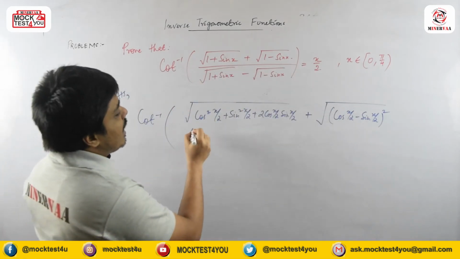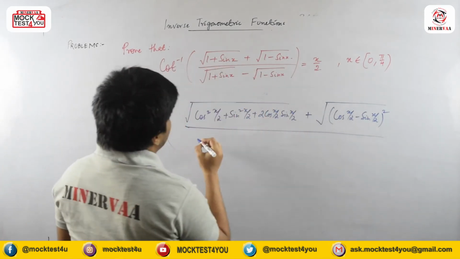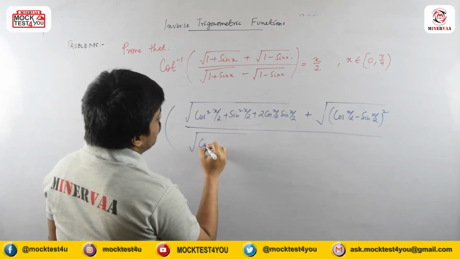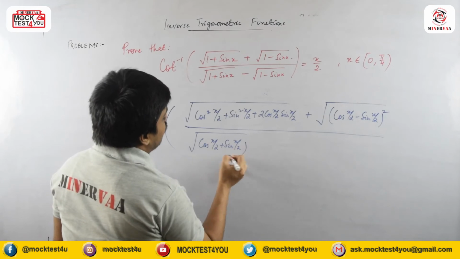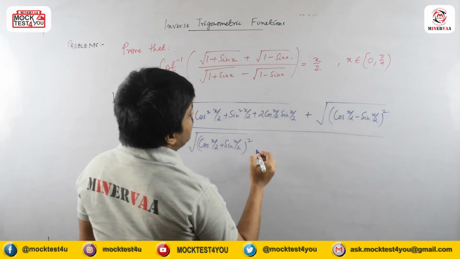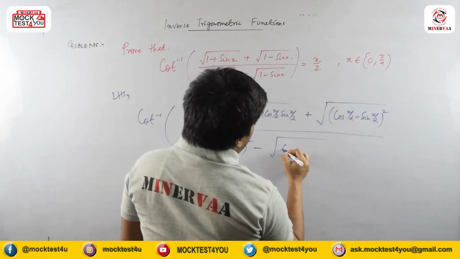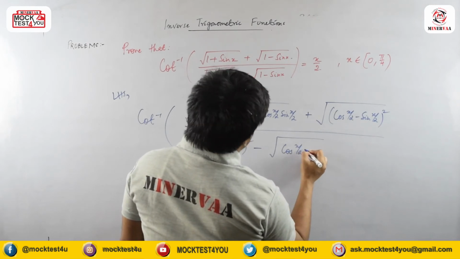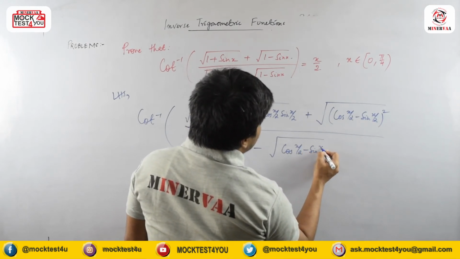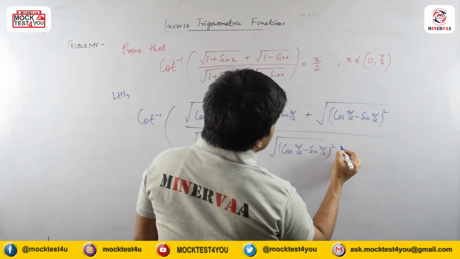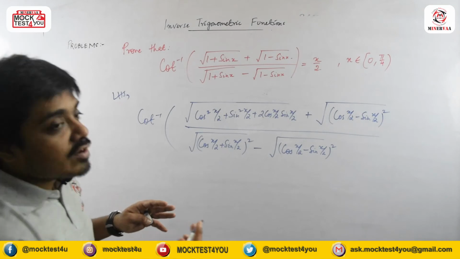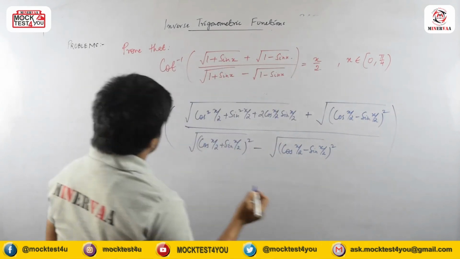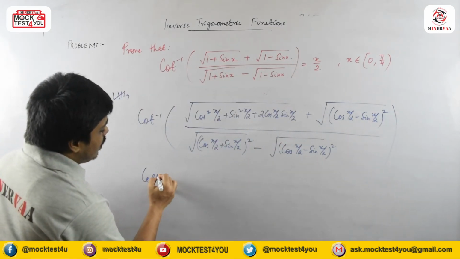Then we have divided by, this one becomes what? Root over of cos x by 2 plus sin x by 2 whole square. Then we have in here minus of root over of cos x by 2 minus sin x by 2 whole square. So once you see that square root and that square, we can remove them. And if I remove them, what we have at the end is cot inverse.